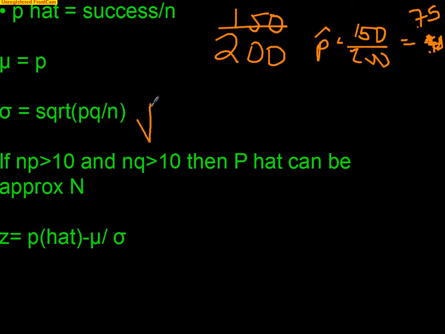Standard deviation is the square root of PQ over N. So just to be clear, PQ is the numerator and N is the denominator, and that's the square root of all that. And let's see what this says. If NP and NQ are greater than 10, then P hat can be approximated as normal.